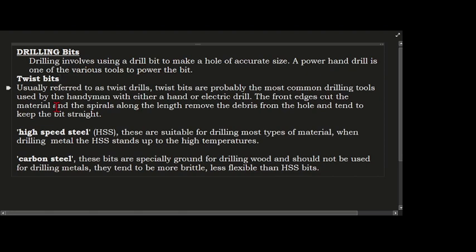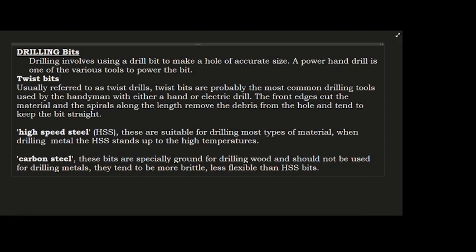Then we have two types of drill twist bits. So we have the HSS, which is the high speed steel. So this is suitable for drilling types of material when drilling metal, the HSS stands up to a high temperature, no? So this is usually used to drill on metal. Yung carbon steel naman are used for drilling wood and should not be used for drilling metals because they tend to be more brittle, less flexible, and could not withstand higher temperature.